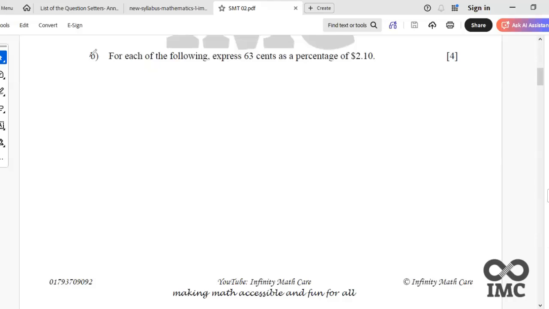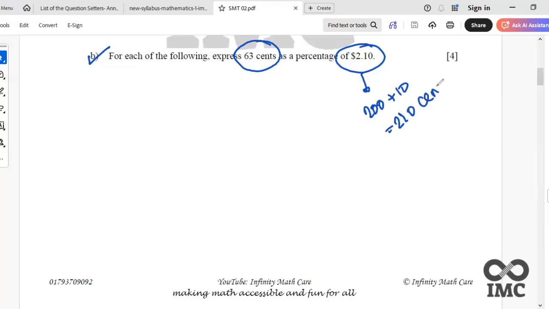Here the question says, for each of the following, express 63 cents as a percentage of $2.10. If we want to convert $2.10 into cents, then how can we convert? We know $1 means 100 cents. So $2 will be 200 cents plus 10 cents. That means 210 cents.